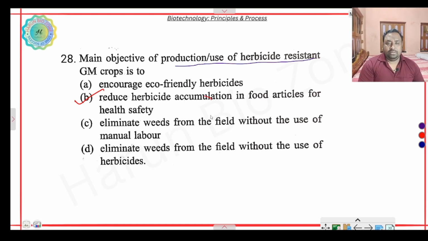Elimination of weeds from the field without the use of manual labor. Elimination of weeds uses some weedicide, and the option says elimination of weeds from the field without the use of herbicide, not with the use. So here the correct option is reduce herbicide accumulation in food articles for health safety.